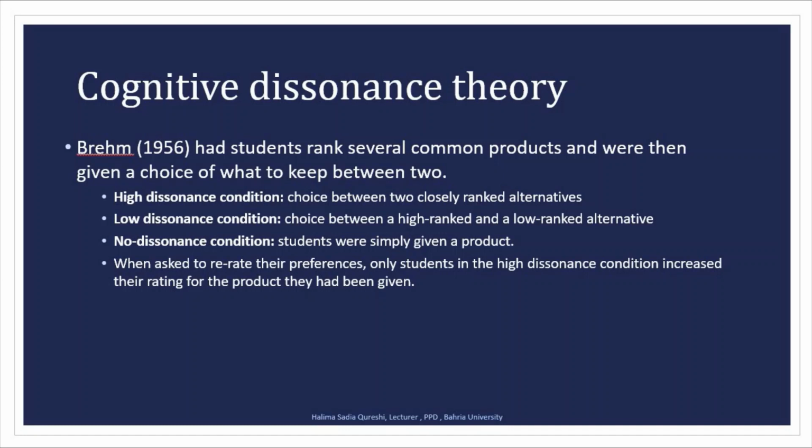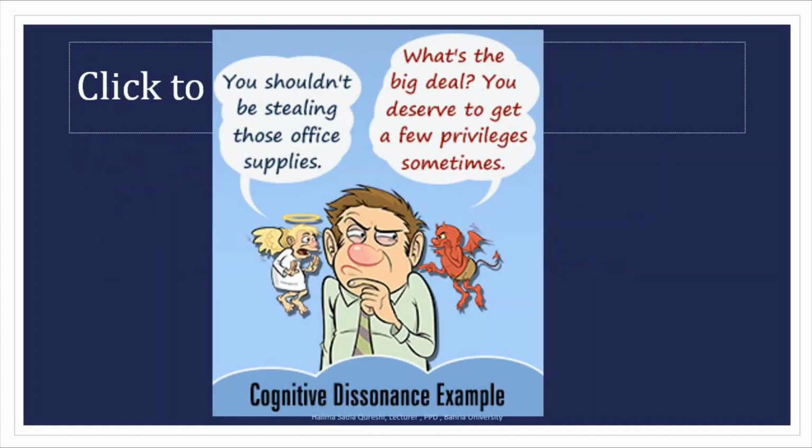So this was the experiment as well. They were given different products, and in the no dissonance condition they were simply presented one product and they had to keep it, so there was no dissonance. Dissonance increased when there were closely related products and they had to choose among them, so there was high dissonance. And low dissonance was experienced when there were high rank products and low rank alternatives, but it was still easy for them to choose from them.